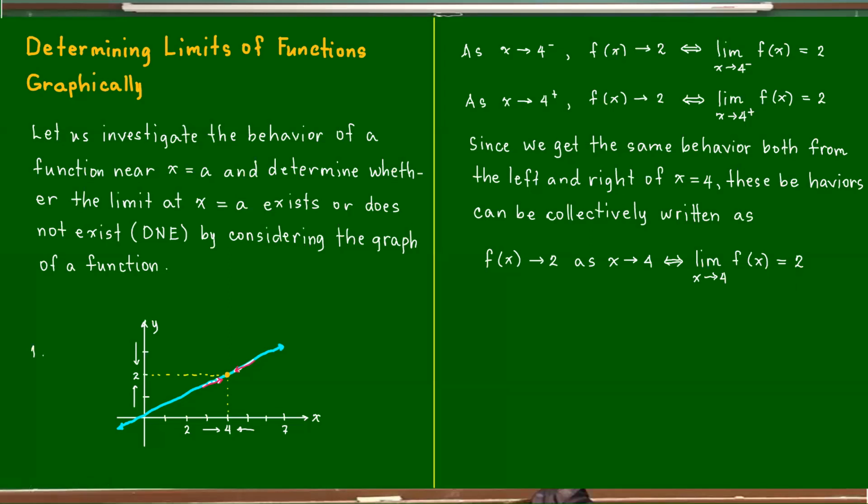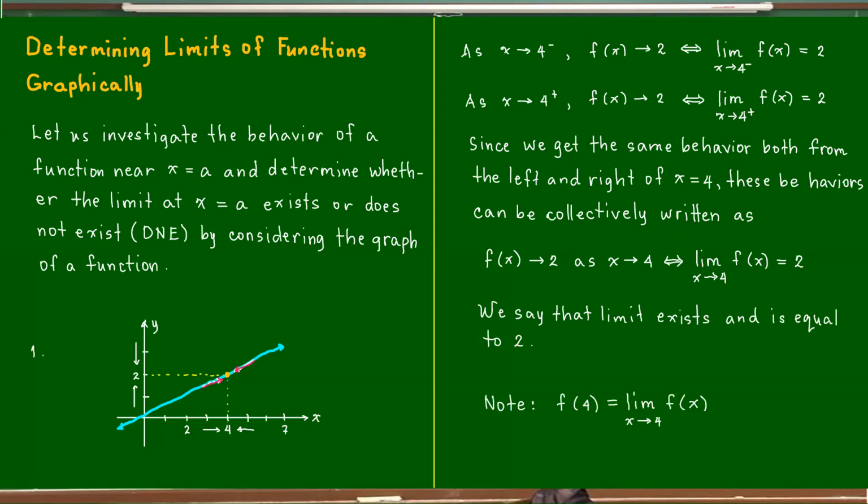So let us consider another graph. By the way, we say that the limit exists and is equal to 2, no? Note that here, f of 4 is equal to the limit of f of x as x approaches 4. They are both equal to 2, the function value and the limit. Let's see if that is always the case.